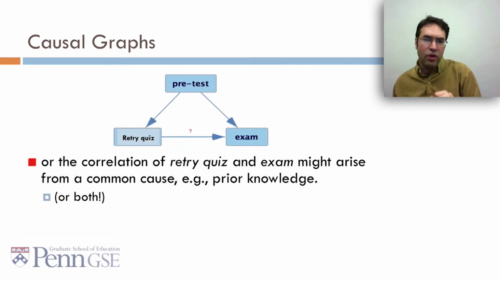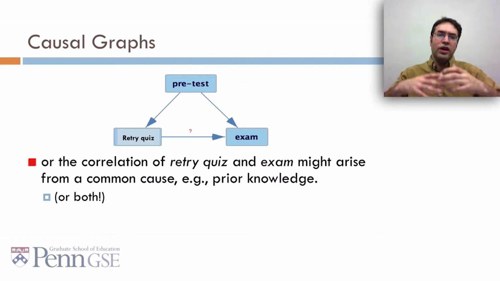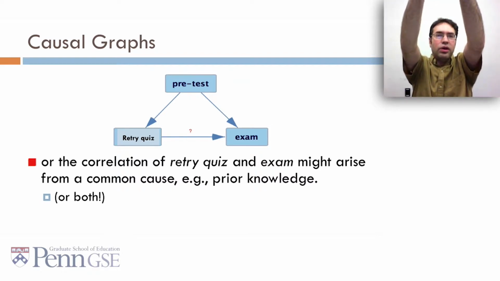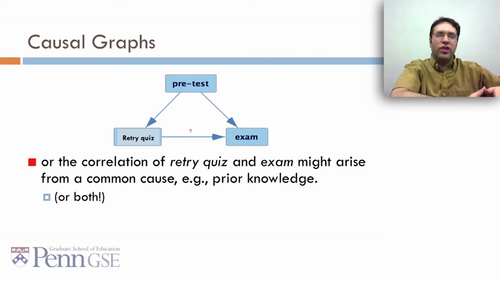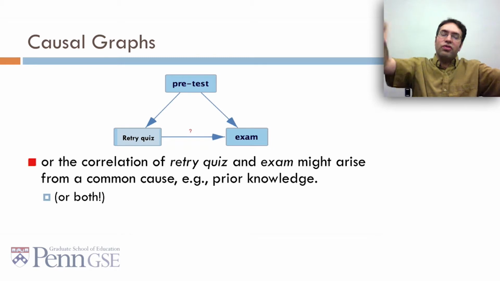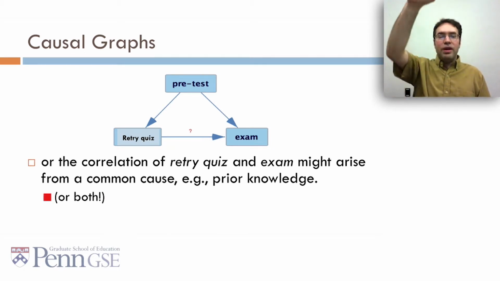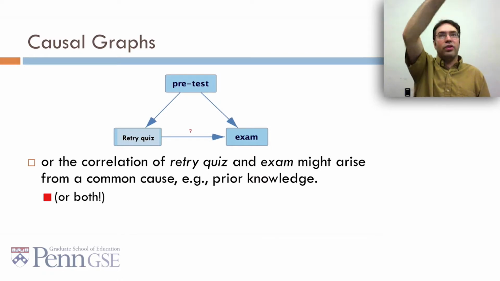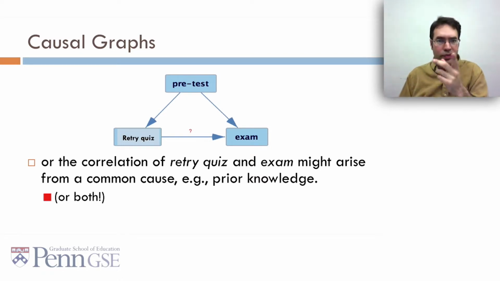But on the other hand, the correlation between retrying quizzes and exams might arise from a common cause. It might be that students who know less to begin with are more likely to retry the quiz, and they're also likely to do worse in the course exam. And there's nothing that goes between retrying the quiz and the exam, actually. By the way, it could also be both. That's what this graph shows. Maybe pretest influences both retrying the quiz and the exam, but retrying the quiz even beyond that influences the exam. Also possible.